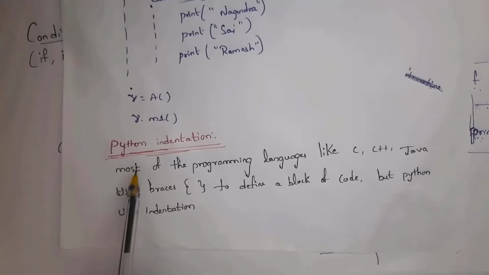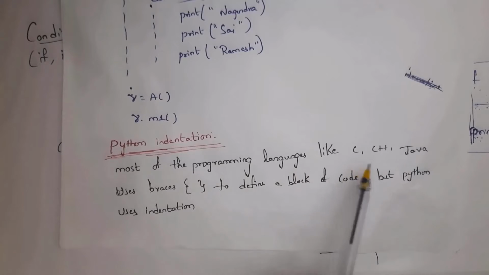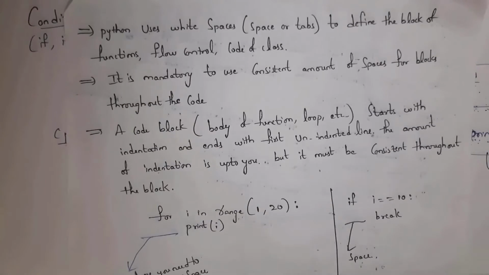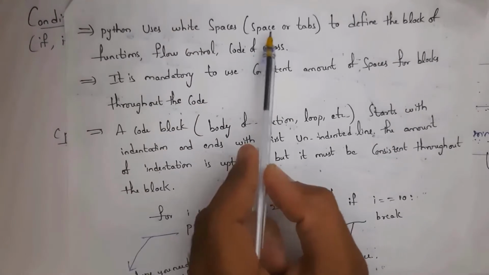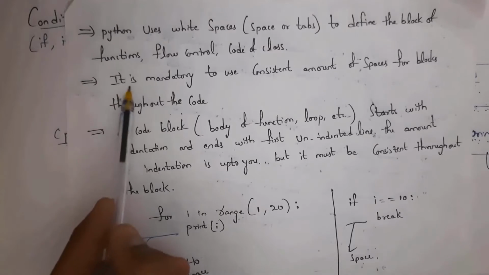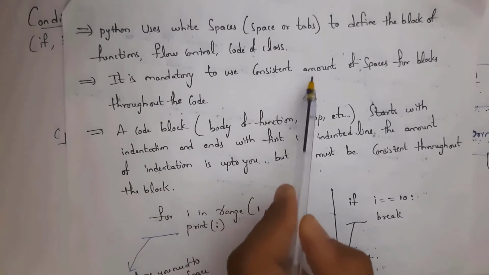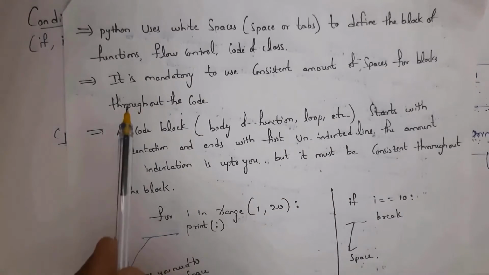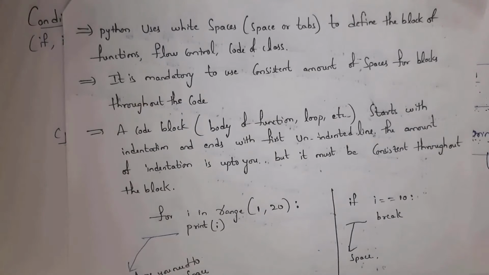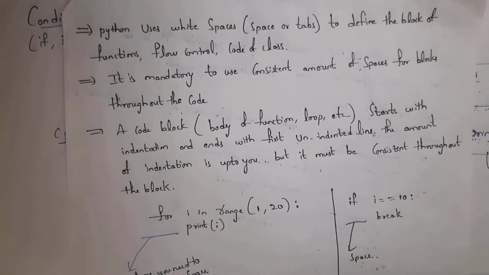Most programming languages like C, C++, Java use curly braces in order to define a block of code. But Python uses indentation. Indentation is nothing but white space, that is either space or tab. And it is mandatory to use a consistent amount of spaces for a block throughout the code. You need to give the same amount of space for the entire code inside the block. This is the meaning of consistency.